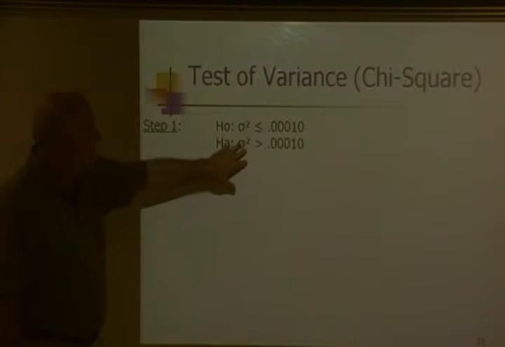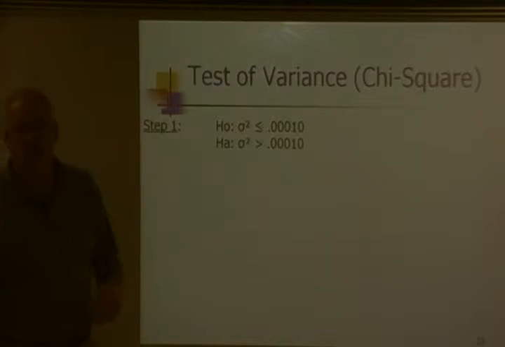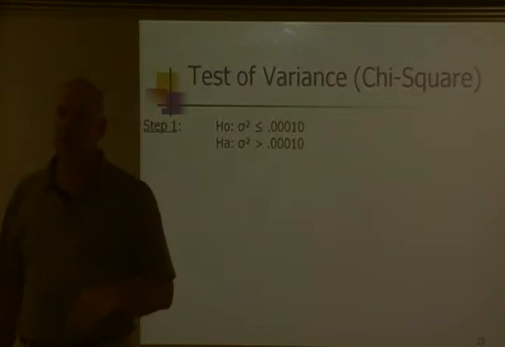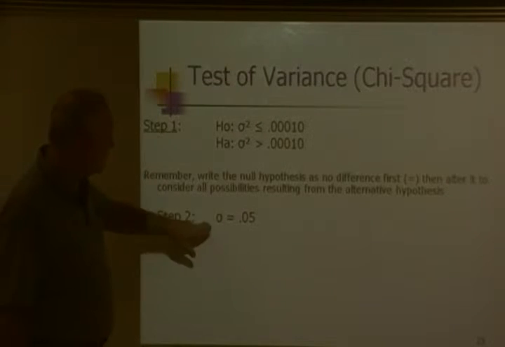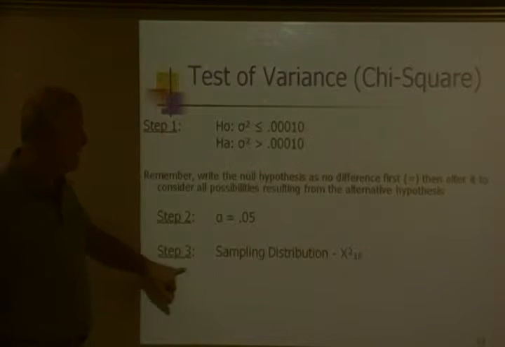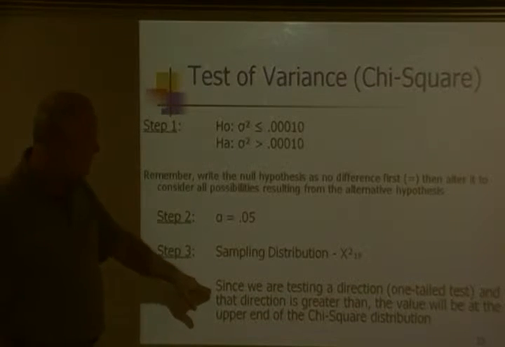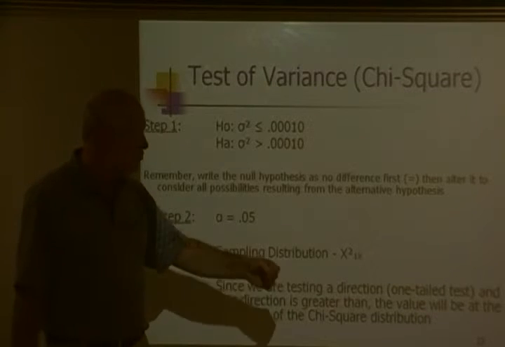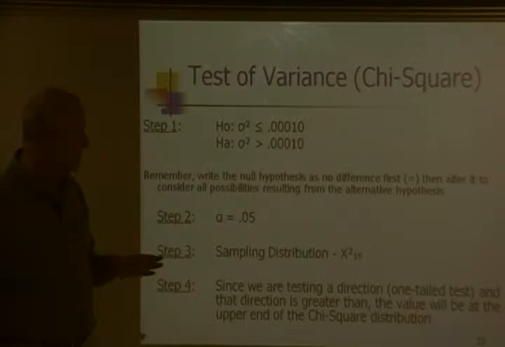So here we go. Remember, the direction of the arrow in the alternative hypothesis points to the direction of the table of interest. So we're looking at succeeding, and then change the null hypothesis to less than or equal to cover all mathematical possibilities. Step 2, alpha is still 0.05. Sampling distribution is still chi-square sub 19. And since we are testing a direction, and that direction is greater than the value, which would be at the upper end of the distribution.